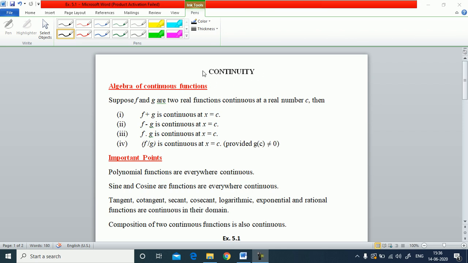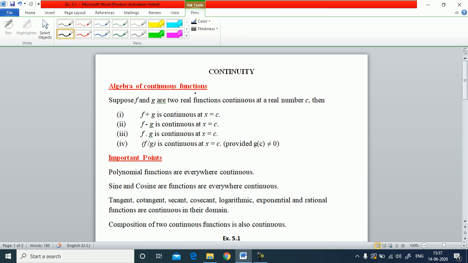In the past session we have discussed what continuity is, how continuity can be checked at a point, and how it can be checked in an interval. Today we will learn some of the important results from continuity. We will discuss algebra of continuous functions and some important points to be kept in mind.